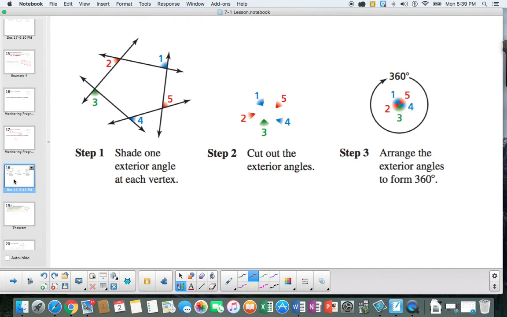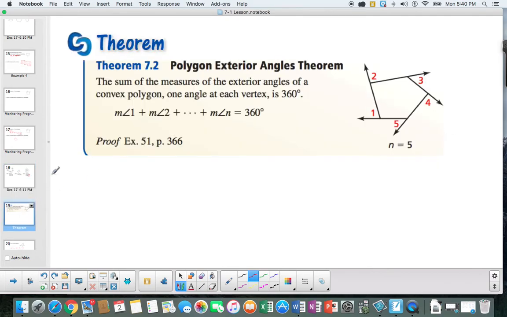Let's take a look at all these exterior angles. Angle 1, 2, 3, 4, and 5. They're all on the outside of the polygon. If I were to take all these angles and pull them out and try to pull them together, they would add up to 360 degrees. So this is supposed to help you understand the next theorem. The next theorem says no matter how many sides a figure has, the sum of the exterior angles is always going to be 360 degrees.